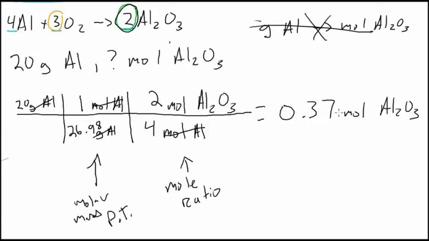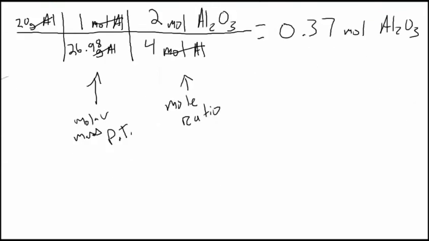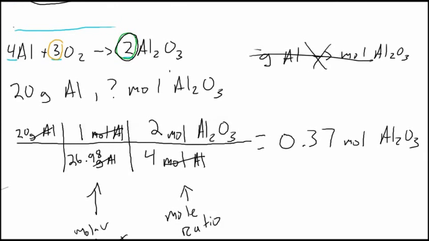And then there's a third possibility, and that is you are given grams of one of the substances and you need to calculate grams of the other substance. So let me scroll down here yet again. Let me grab our equation again here real quick.